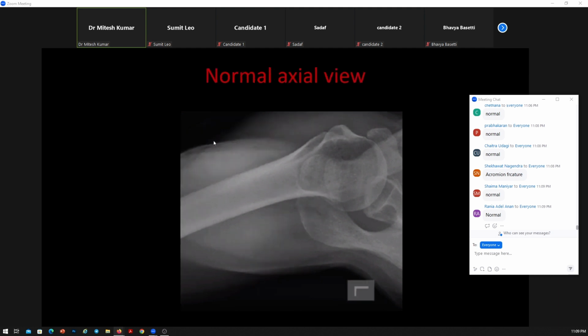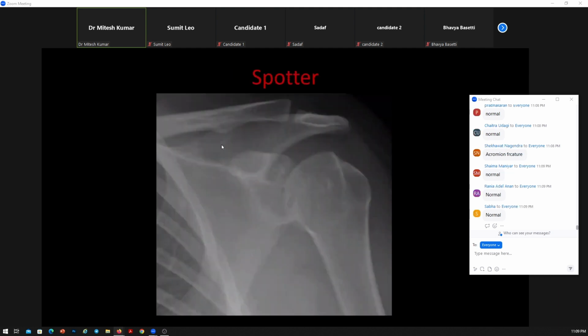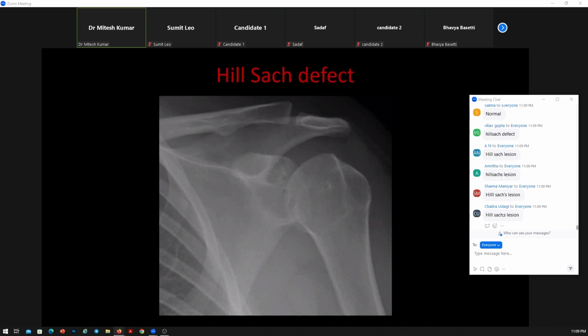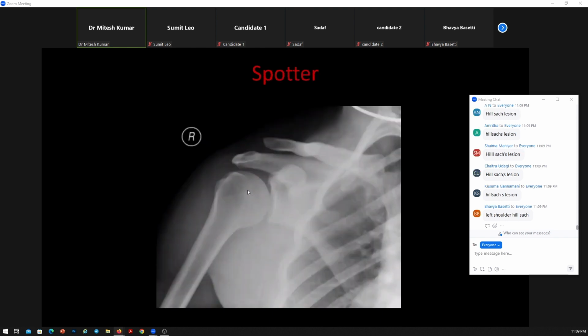Yes, it's a normal axial view. Next. Yeah, few candidates have written correctly. Hill-Sachs defect: a step-like defect in the posterolateral aspect of the humeral head. Hill-Sachs, perfect. Now we'll go to the next X-ray.